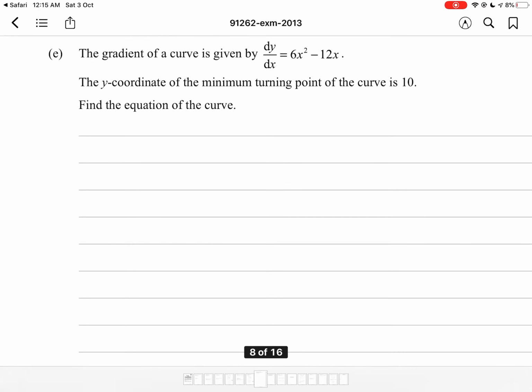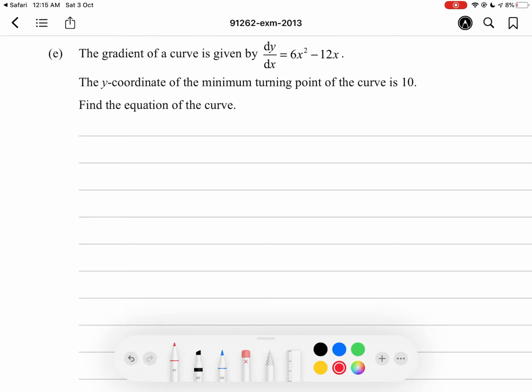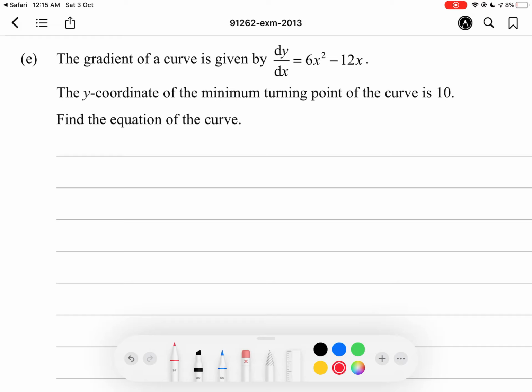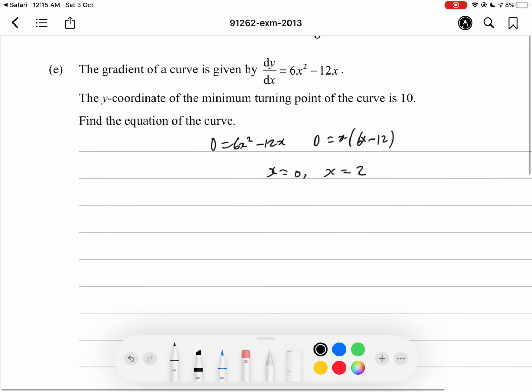Alright, so question E: the gradient of a curve is given by dy over dx equals 6x squared minus 12x. The y-coordinate of the minimum turning point of the curve is 10. Find the equation of the curve. The turning points occur when dy over dx equals 0. So 0 equals 6x squared minus 12x. Therefore, 0 equals x times 6x minus 12, so x equals 0 or x equals 2.